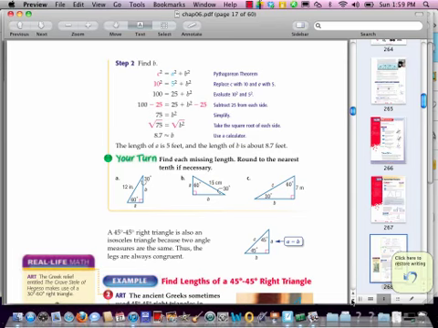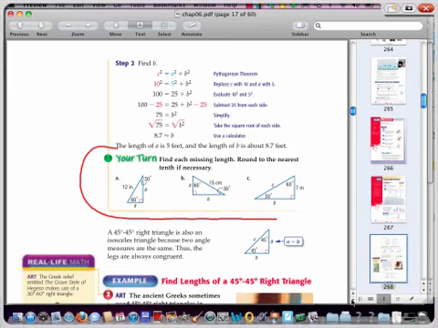All right, so it's now your turn. I would like you to do these problems right here. Find the missing length or lengths and round to the nearest tenth if necessary. Go ahead and do that. All right, so you're back here. Hopefully you have all that figured out. Let's take a look at the first one.